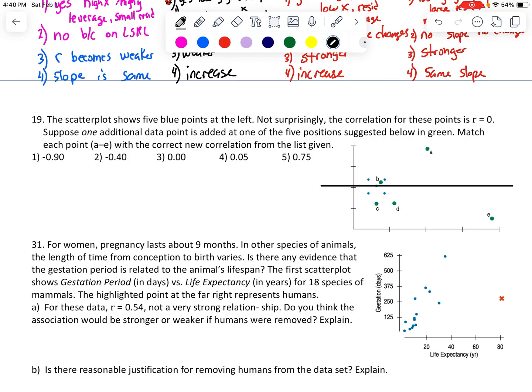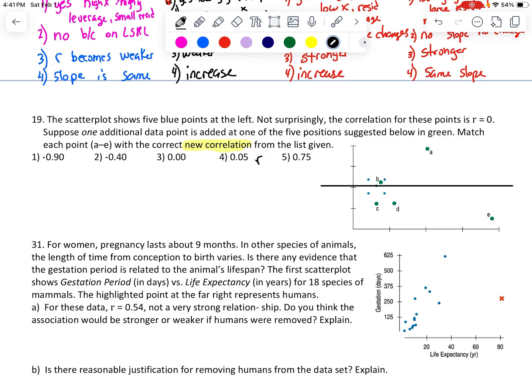It's a perfectly flat line. There's nothing that's going to impact it. But I'm going to add one of those 5 points and see what happens. It's talking about matching each point with a new correlation. So since we're talking about new correlation, we're talking about what R value it would have. That is my R value.